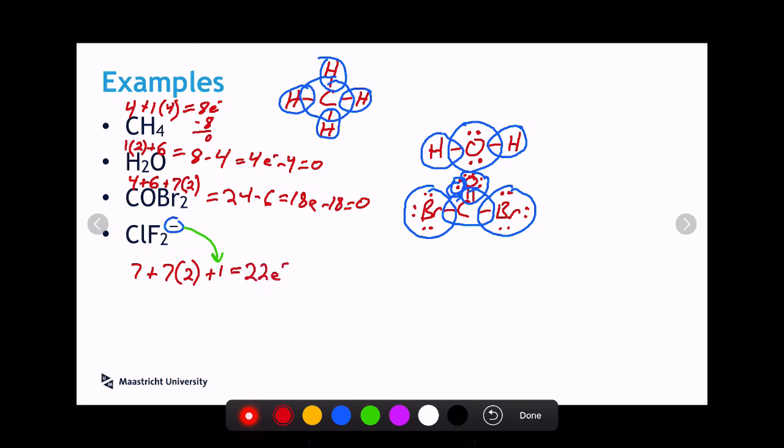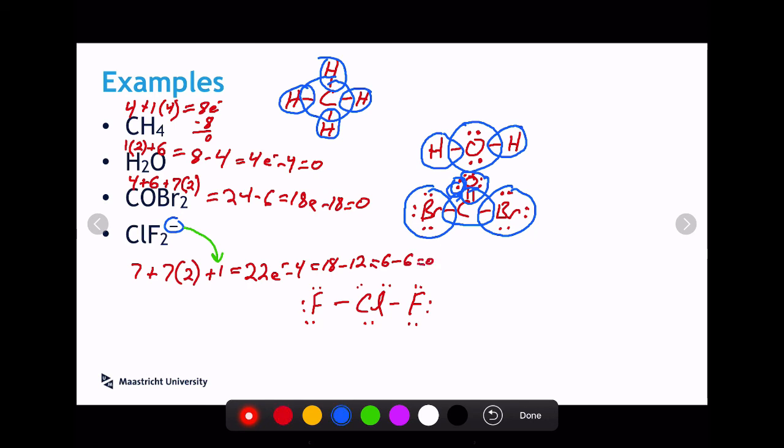So we're going to put the chlorine in the middle because it's listed first. We're going to attach fluorine there, fluorine there. That used up 4 electrons, so I have 18 left now. Fill in the octets of the fluorines. That required 12 electrons. That leaves me with 6. That means I need to put 6 more electrons around that chlorine to use them all up.